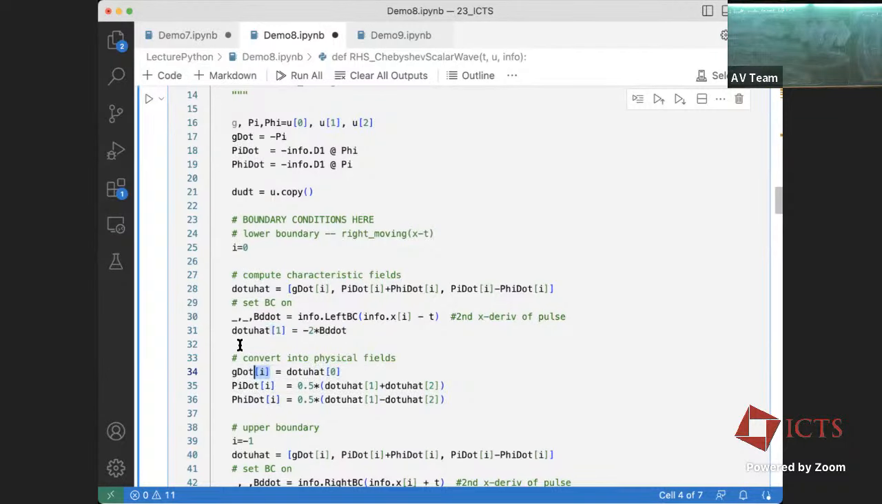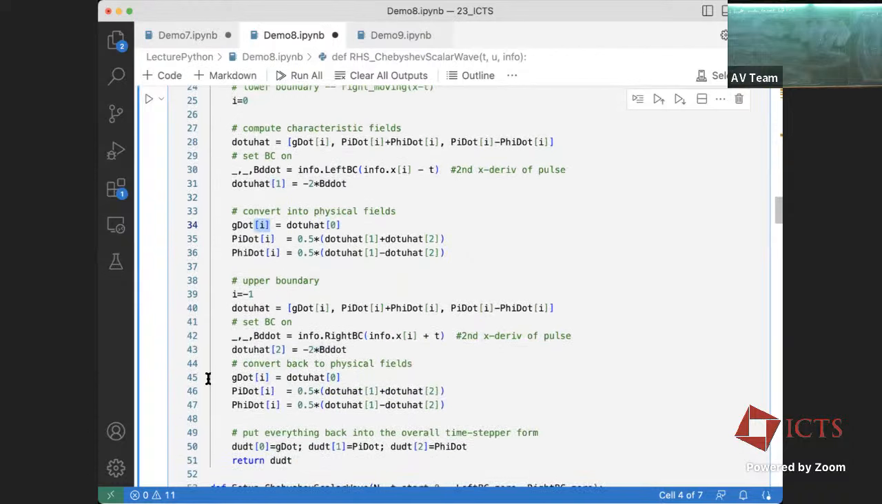You do this once at the lower boundary, you do it once at the upper boundary, and here the upper boundary is the one that's going to tell me what is what. So the one with the negative speed is pi minus phi. Pi minus phi has the negative speed. Then this one here has the positive speed. This one here is plus, and this one here is minus. Okay, cool.